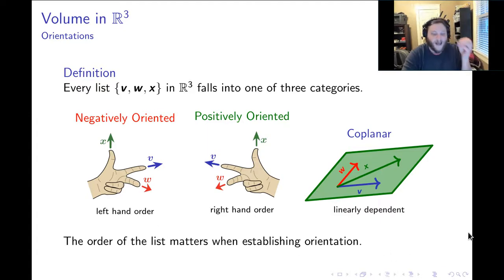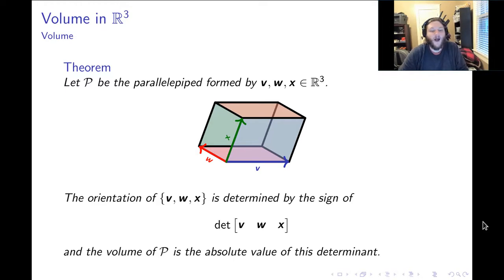Again, it's absolutely crucial here that the order of the list is determined before we establish the orientation. So it's important that v is the first vector in this list, which represents the index finger. w is the second vector, which represents the middle finger. And x is the third vector on the list, which represents the thumb. Great. Okay, so how do determinants come into play here?